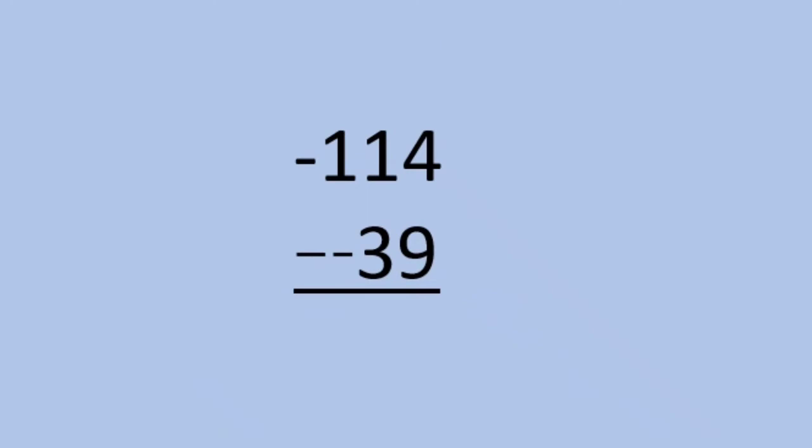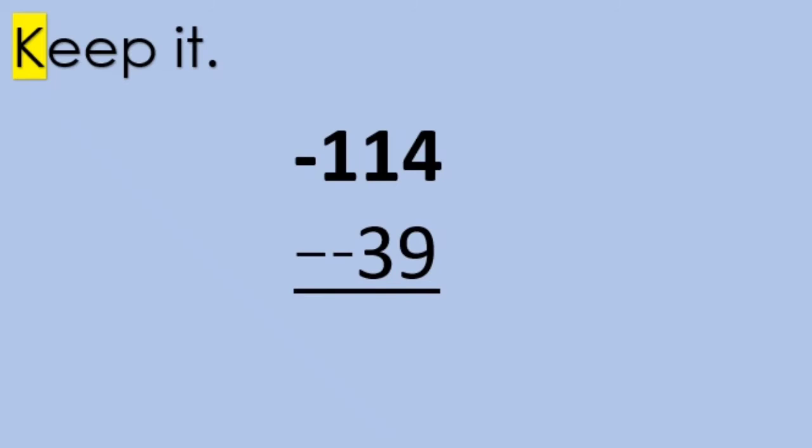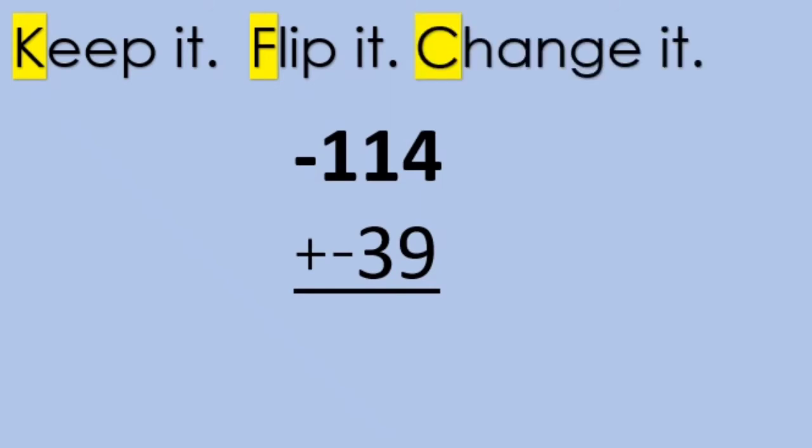So we will still stick to our rule, which is first we keep it. So the first number is always the same, so it's negative 114. Next, we have to flip it. So we will change the subtraction into addition. And last is change it. So the subtrahend will become its opposite. So negative 39 will become positive 39.